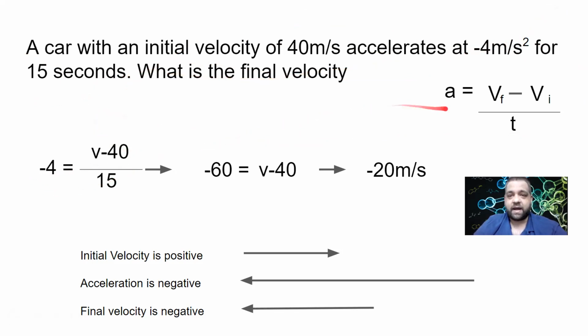So I'm going to put into my equation: acceleration is equal to the final velocity minus initial velocity over time. And even though I'm asking for the final velocity, I'm just going to keep my equation the way it is and just substitute my numbers. And that's what I've done here.